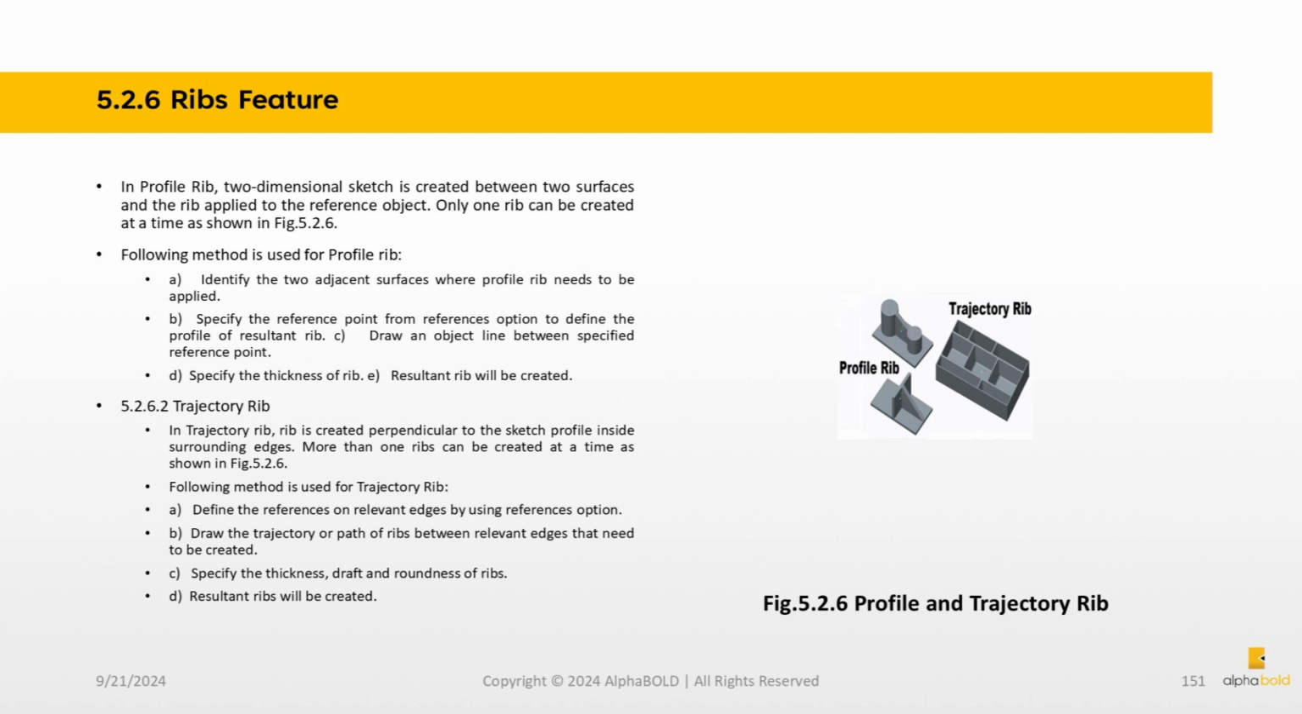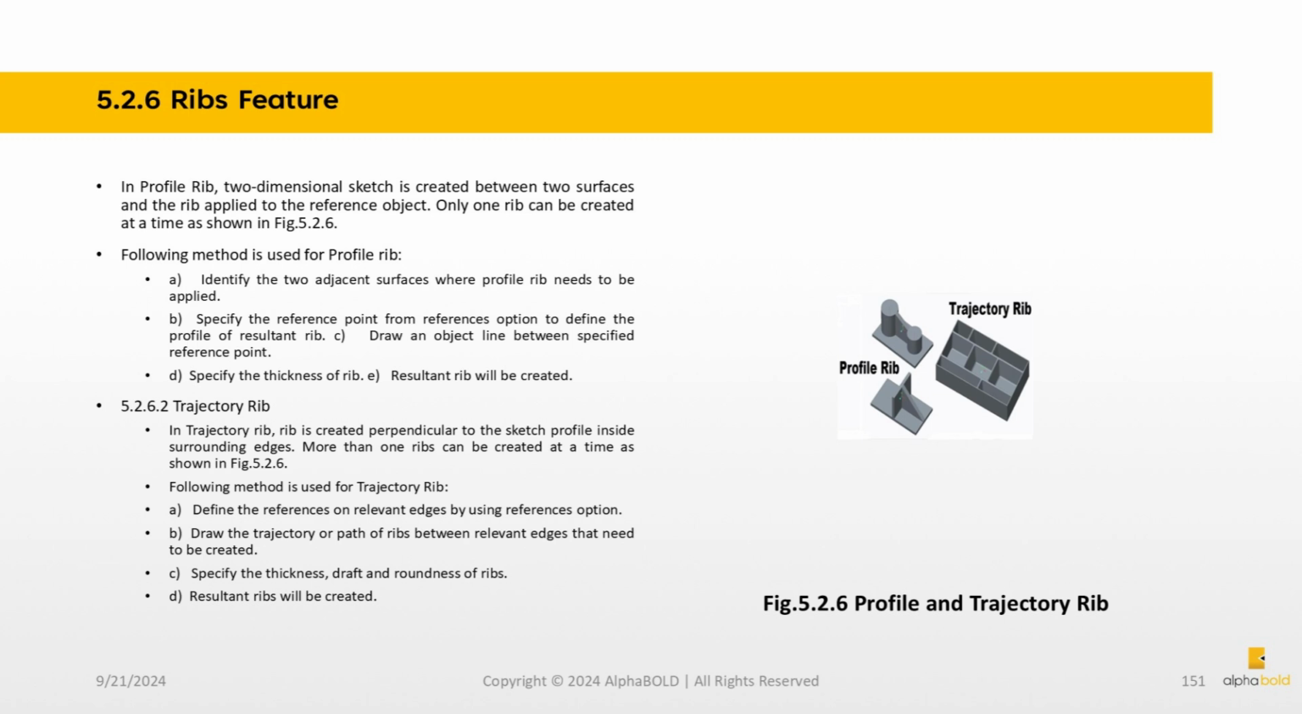Following method is used for Profile Rib. A. Identify the two adjacent surfaces where Profile Rib needs to be applied. B. Specify the reference point from References option to define the profile of resultant rib. C. Draw an object line between specified reference point. D. Specify the thickness of rib. E. Resultant rib will be created.